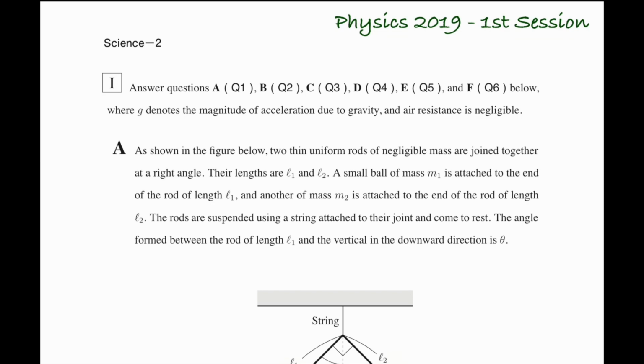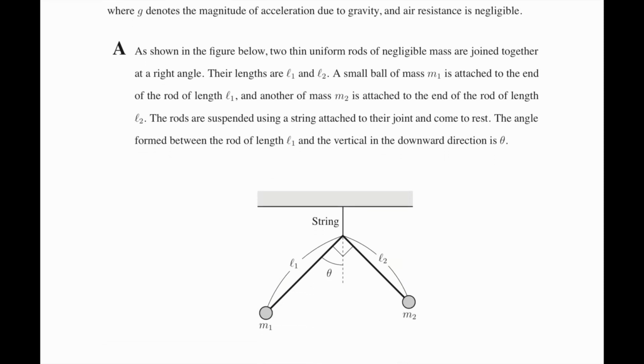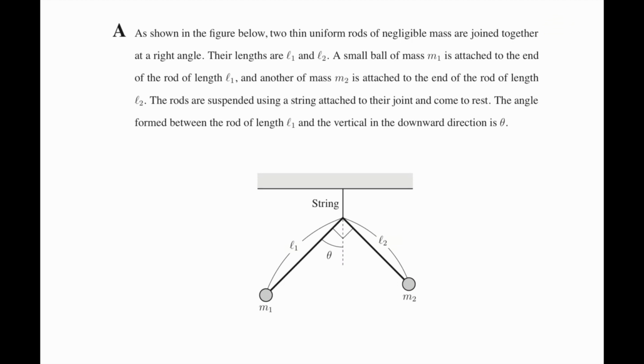Okay, let's start with the first question. As shown in the figure below, two thin uniform rods of negligible mass are joined together at a right angle. So we have two thin uniform rods of negligible mass. These are the two rods joined together at a right angle, and their lengths are L1 and L2. You can see from the diagram, this is L1 and this is L2.